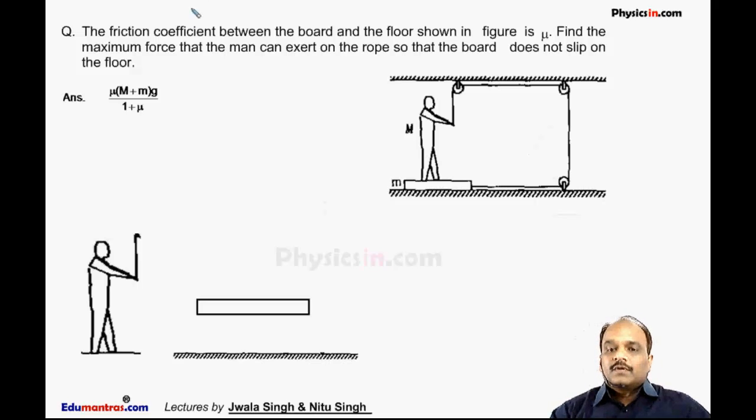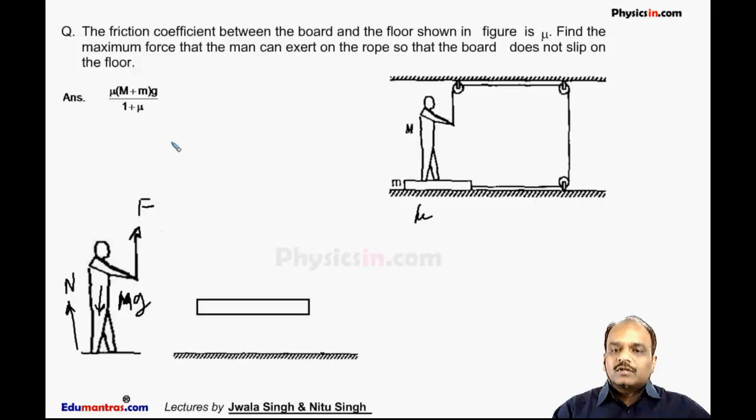Now see this question. The friction coefficient between the board and the floor in the figure is mu. Find the maximum force that the man can exert on the rope so that the board does not slip on the floor. So let the force applied by the man be F. The weight of the man will act downward, that is capital M into g. The normal reaction here will act upward, this is N. Since this man is under vertical equilibrium, we can say F plus N must be equal to Mg. This is our first equation.